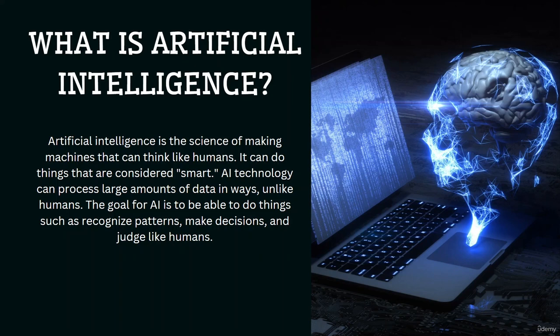So the goal for artificial intelligence is to be able to do things such as they want to recognize different kinds of patterns, and let's say they also want to make decisions, and also they want to have judgment like humans. Okay, so let's say if you do want to make any decisions, let's say you give all your pros and cons, and after that you can ask AI what you should do.